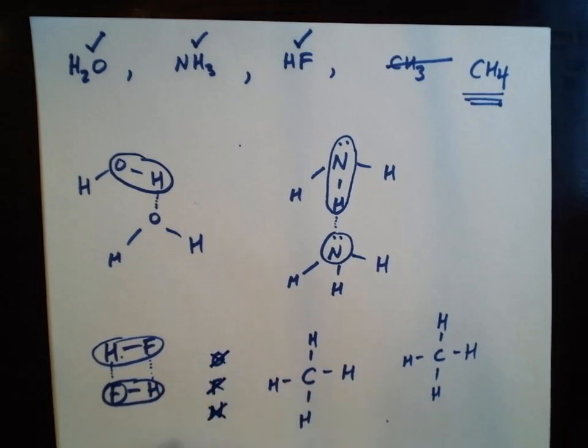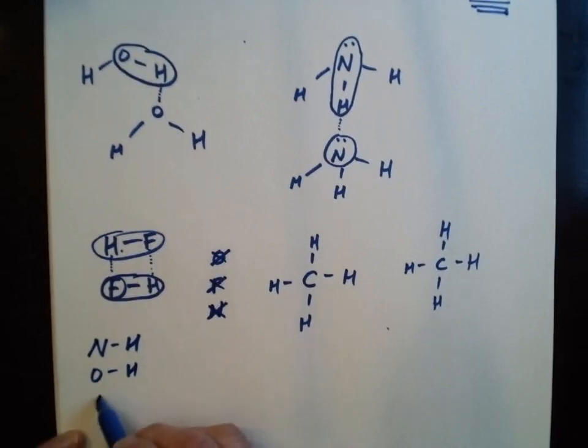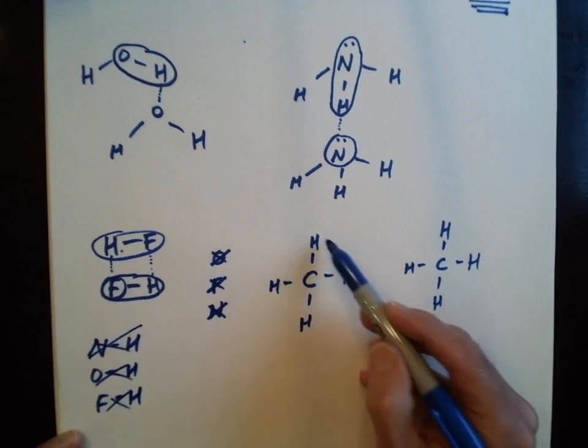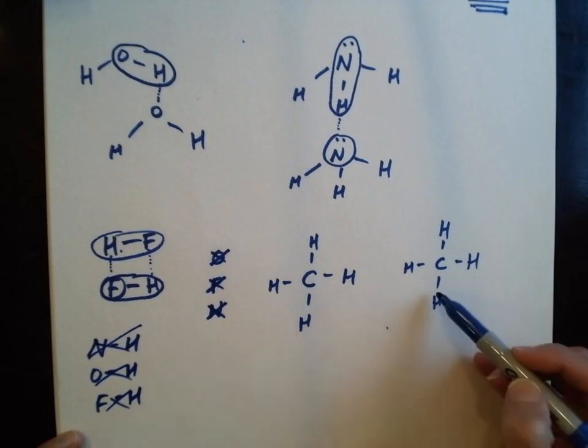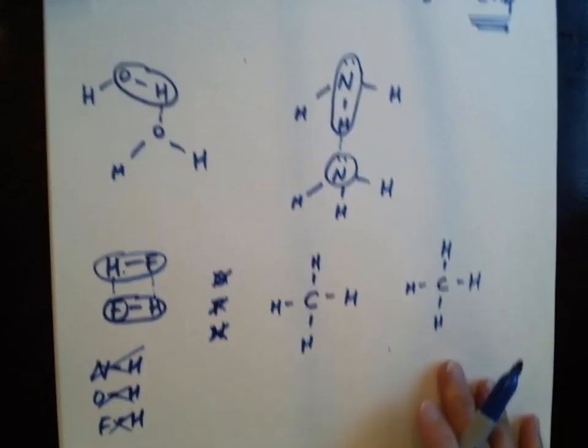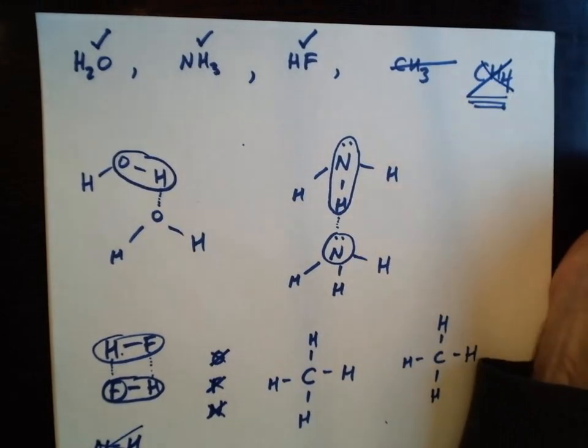Since it doesn't have O, F, or N, of course it doesn't have an NH bond, an OH bond, or an FH bond. So methane can neither act as a hydrogen bond donor nor a hydrogen bond acceptor. So of course, methane does not undergo hydrogen bonding.